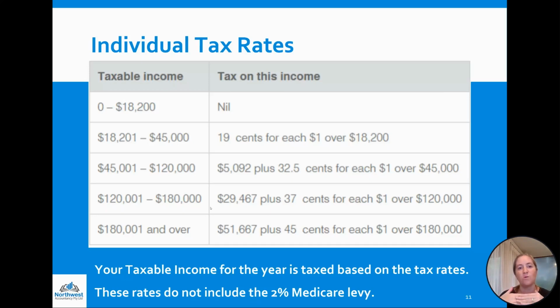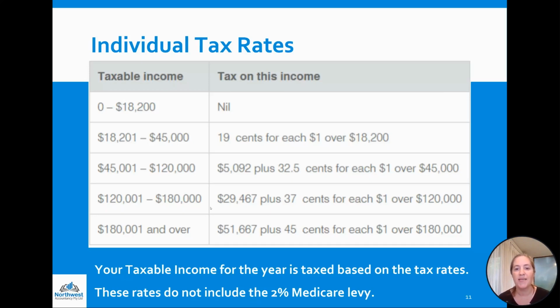So every single tax bracket, so every line on here is called a tax bracket, has its own different percentage or its own different cents in the dollar amount. So the $45,000 to the $120,000 tax bracket is $5,092. So if you earned exactly $45,001, you would pay $5,092 in tax. Because we've gone round numbers and $120,000, $120,000 tax bracket, you will pay $29,467 worth of tax. Now, when it comes to the plus the rest of it, if you earn $10,000 more, so you earn $130,000, you pay $29,467 plus $3,700, which is 37% of $10,000.